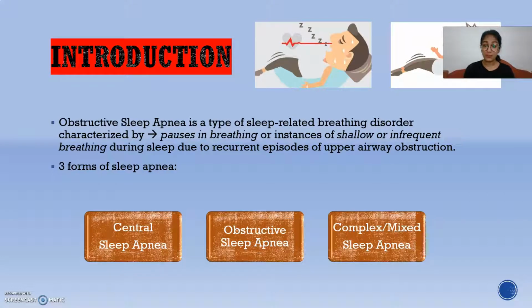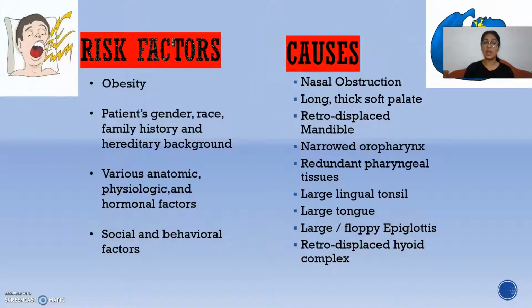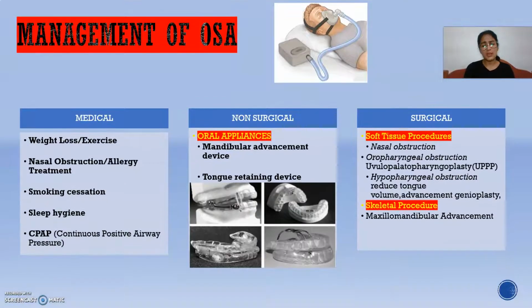There are three forms: central, obstructive, and complex. The risk factors are obesity, the patient's gender, race, family history, various anatomic physiological factors, and also social and behavioral factors. The causes can be nasal obstruction, a thick soft palate, retroposition mandible, redundant pharyngeal tissues, large tonsil, large tongue, and etc. The management of obstructive sleep apnea can be divided into medical, surgical, and non-surgical.